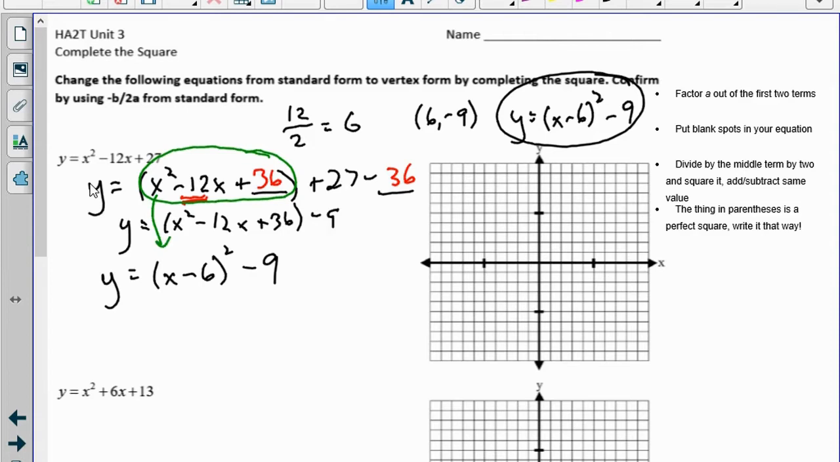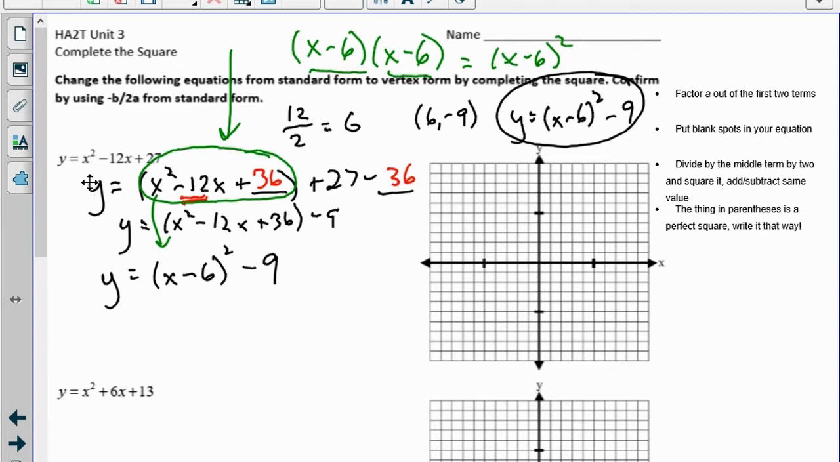into vertex form. And x squared minus 12x plus 36 does factor into x minus 6 times x minus 6. That is the entire point of what we're doing. We're completing the square. So x minus 6 times x minus 6 is a perfect square. It's x minus 6 squared. And that's why we're doing what we're doing. Every single time, you should get a perfect square in these parentheses when you're done. And if you don't, then something went wrong.